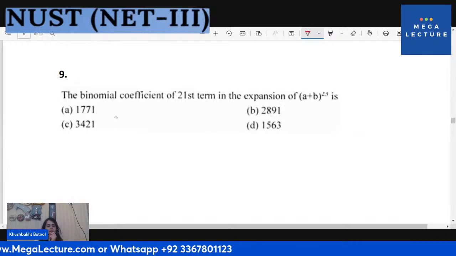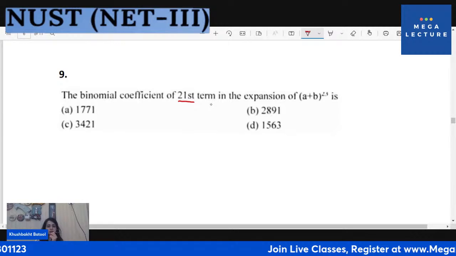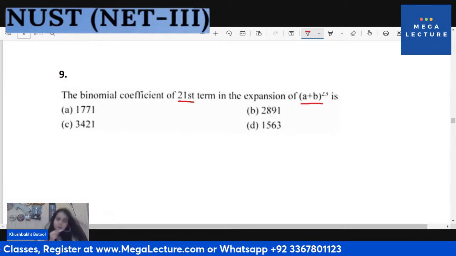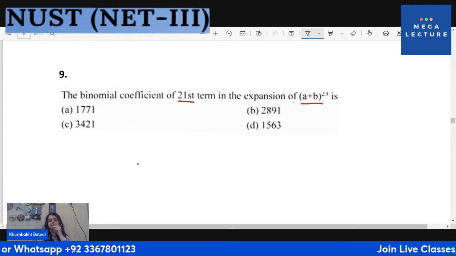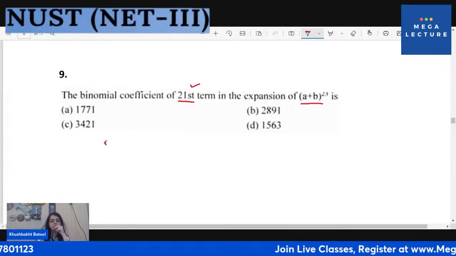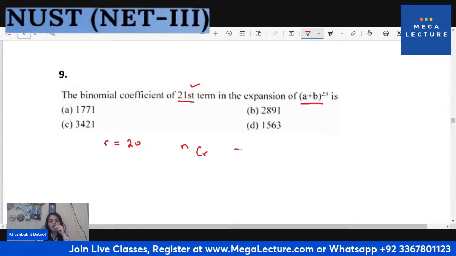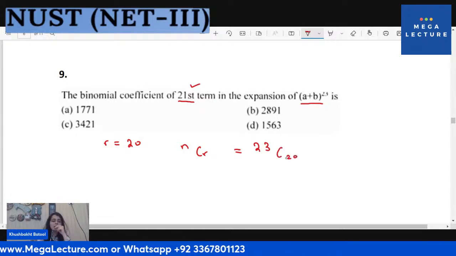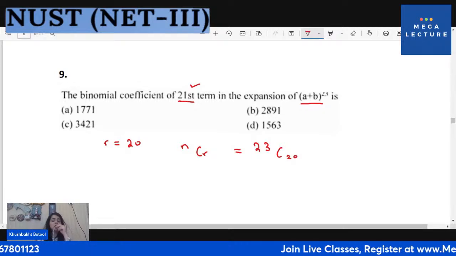Okay, now it says the binomial coefficient of the 21st term in the expansion of this is what? Now we are interested in the coefficient, and for finding out the coefficient, you need to think about it logically. It is the 21st term, so the value of r is going to be 20. So you will do nCr and it would give you 23C20. Now you don't know the value of 23C20 without a calculator. You know how to compute it on a calculator.